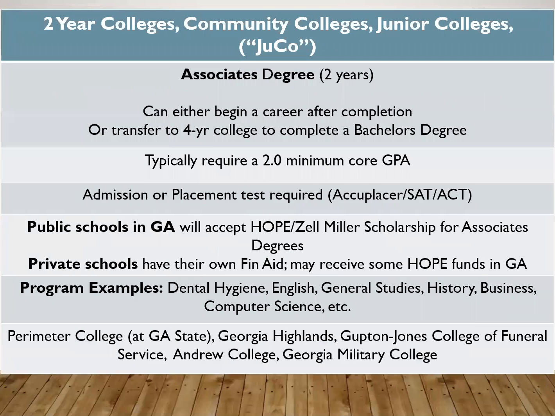So two-year colleges, community colleges, junior colleges, JUCOs, these are all terms that you may hear with this next category of colleges. Usually they are going to be offering associate's degrees. That's your two-year college degree, okay?